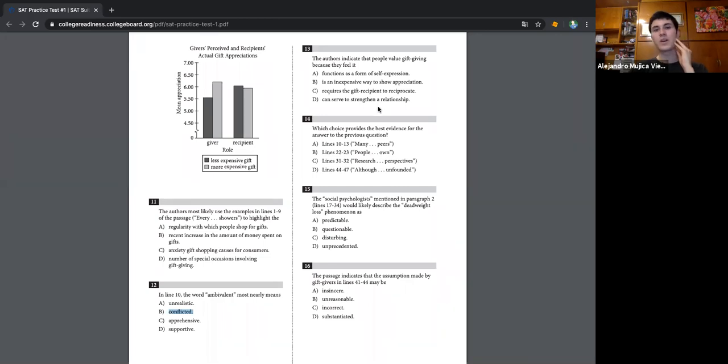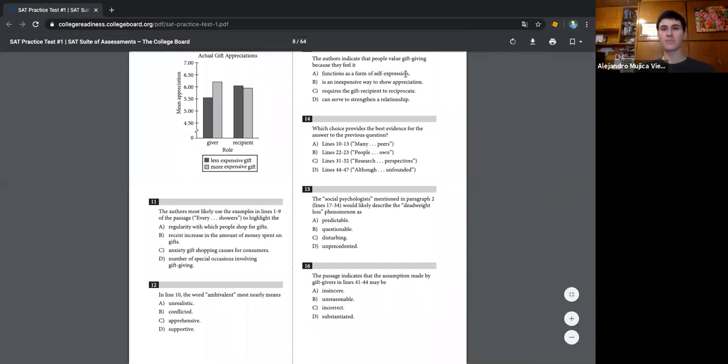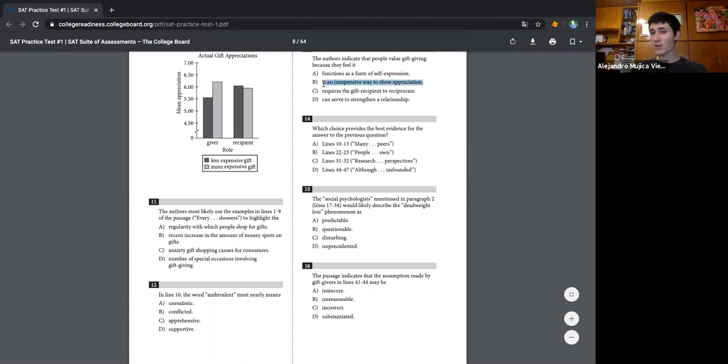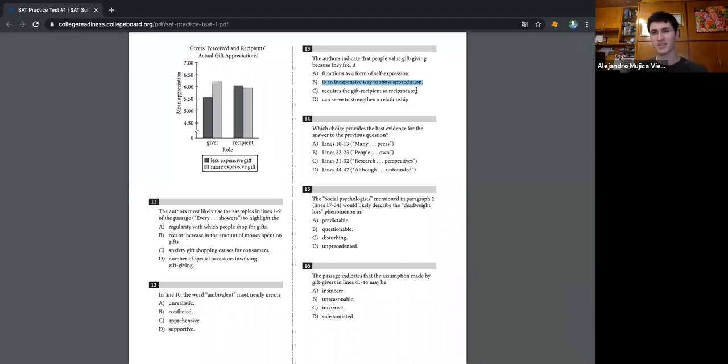Nope. Cool. The authors indicate that people value gift giving because they feel it functions as a form of self-expression. We never talk about self-expression. It's more of a social role. So it's not a role about the self, it's more a role within the context of a relationship. Is an inexpensive way to show appreciation. I wouldn't really call it inexpensive. I mean, there's really more inexpensive ways to show appreciation: a hug, a kiss, a text message. So I wouldn't really say a gift is one of those. And they definitely talk about how much it costs too.